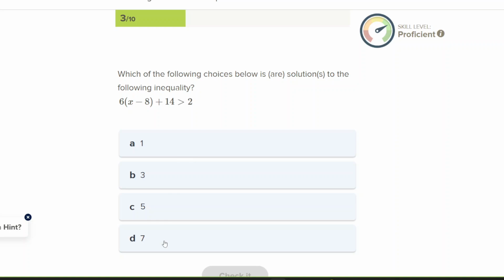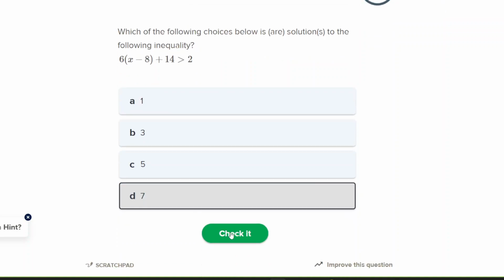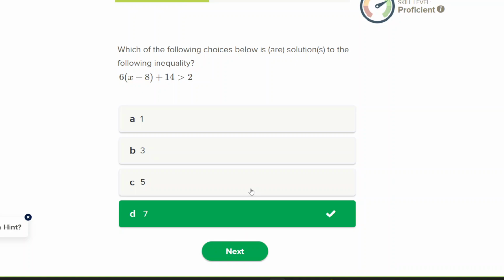So I feel like the only solution then that's in this list, or remember there will be infinitely many, there are infinitely many numbers that should work here, but the only solution that's in the list will be 7, it looks like. If x were 7, 7 minus 8 is negative 1. 6 times negative 1 is negative 6. And then negative 6 plus 14 is positive 8. Is 8 greater than 2? Yes, it is. So 7 is the only one of these that's actually a solution to that inequality. All right, wonderful.